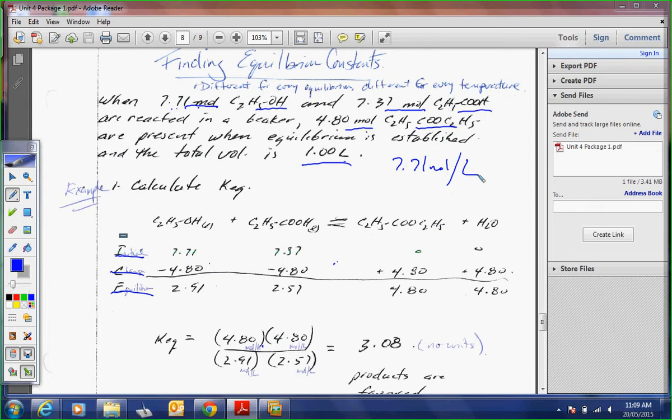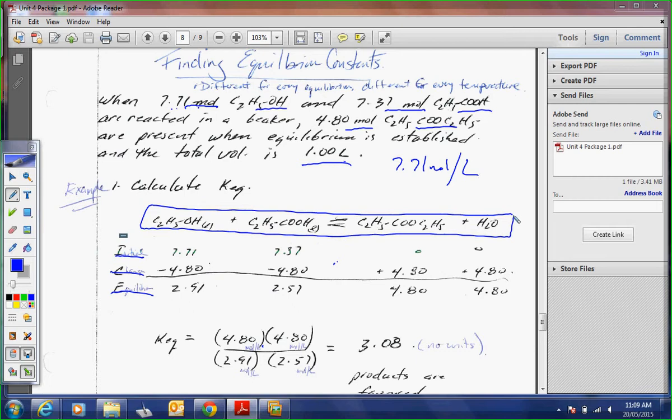So I set up this ice table by, first of all, you write the reaction down with equilibrium arrows, balanced, done. Then, secondly, I write my ice table, ICE, and then I start plugging in the information. So initially, I had that, moles per liter. Initially, I had that, moles per liter. So that's also in the question. And then the last thing in the question is this 4.8 moles per liter of ester that was found.